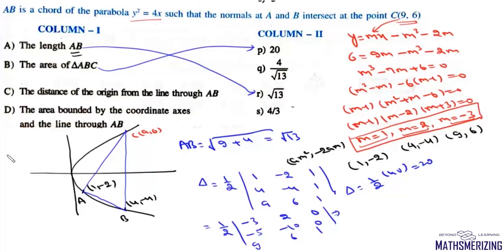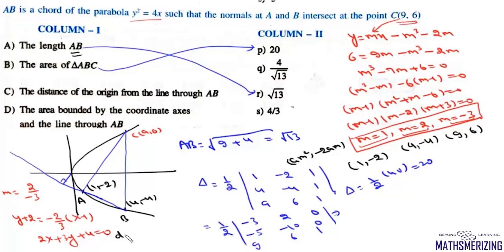Now the third one is the perpendicular distance from origin of this line AB. So here we'll need to find the equation of this line AB. So first we'll find the slope. So its slope will be y2 minus y1 upon x2 minus x1, so it will be 2 upon minus 3. And we can write this equation as y plus 2 equals minus 2 by 3 into x minus 1. So it will be 2x plus 3y plus 4 equals 0. Now we'll find its perpendicular distance from origin.